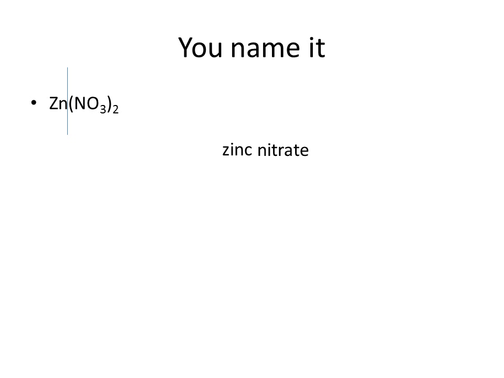The front half of this compound is zinc. The back half is nitrate. So we name it zinc nitrate. The front half of this compound is aluminum. The back half is sulfite. So we name it aluminum sulfite. The front half of this compound is barium. The back half is phosphate. So we name it barium phosphate.